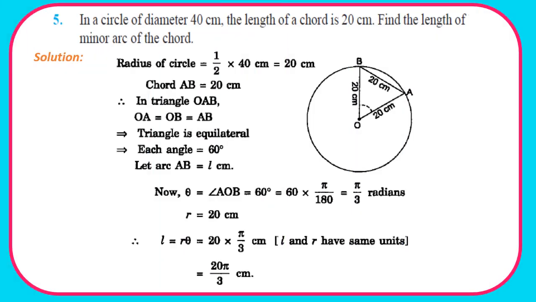Moving to question 5. In a circle of diameter 40 cm, the length of a chord is 20 cm. Find the length of the minor arc of the chord. Okay, so here the figure, since the diameter was 40, the radius is 20 and the length of the chord is 20 cm. So in the figure you can easily verify that the triangle OAB will be an equilateral triangle, since all the sides are equal. So all the angles of the triangle, including the angle at the center, will be equal to 60 degree.